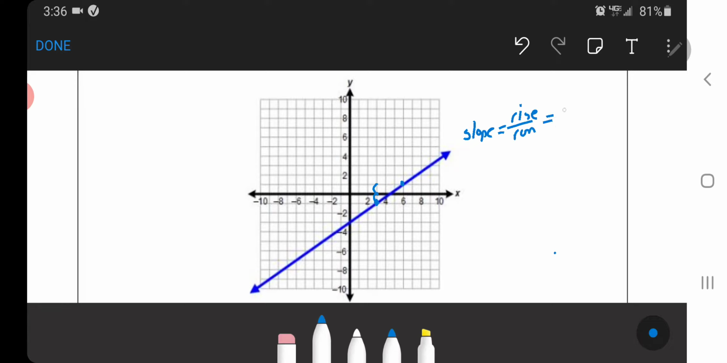So once again, 2 up, so annotated with a +2. And our run would be 1, 2, 3. So 3 to the right, so a +3. So our slope or our rate of change would be 2/3 in this case.